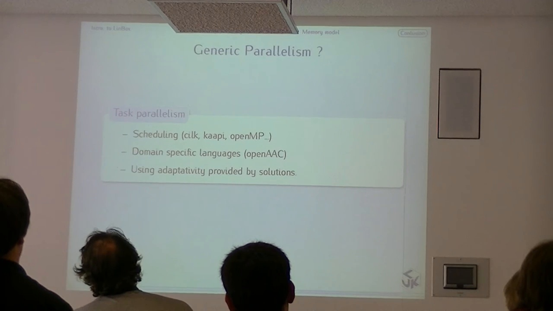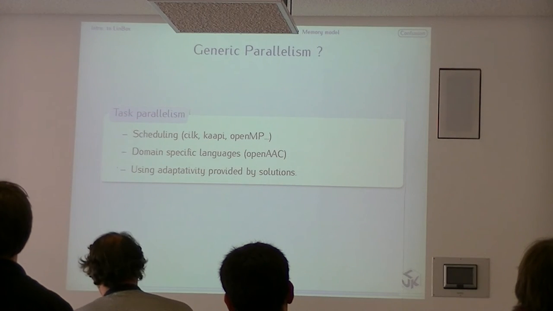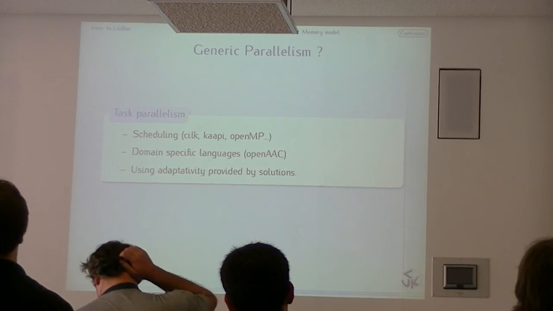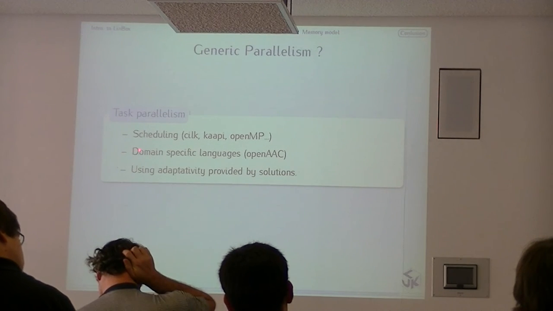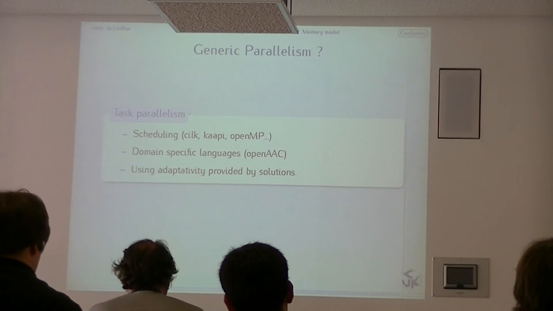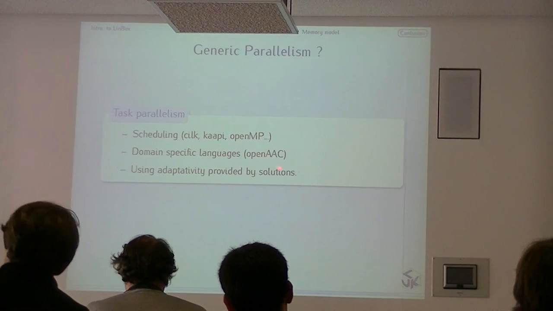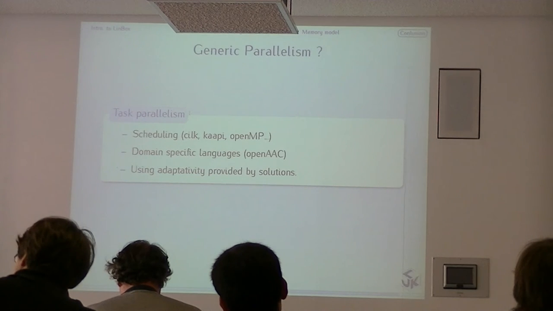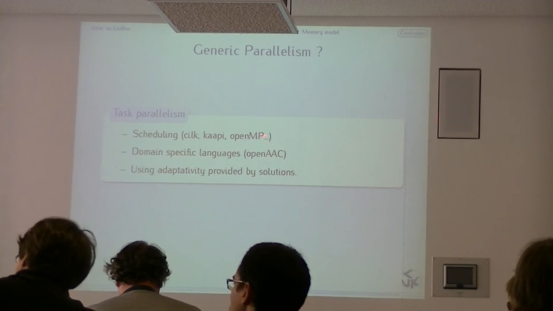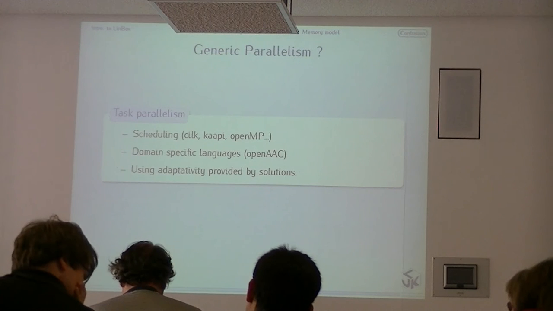And there is another problem with parallelism. We talk about data parallelism. Well, that's not the most difficult parallelism. There's also task parallelism. Here, there are programs with scheduling. Implementations include CL, CAP, even OpenMP in its recent version. There will be task scheduling in OpenMP.